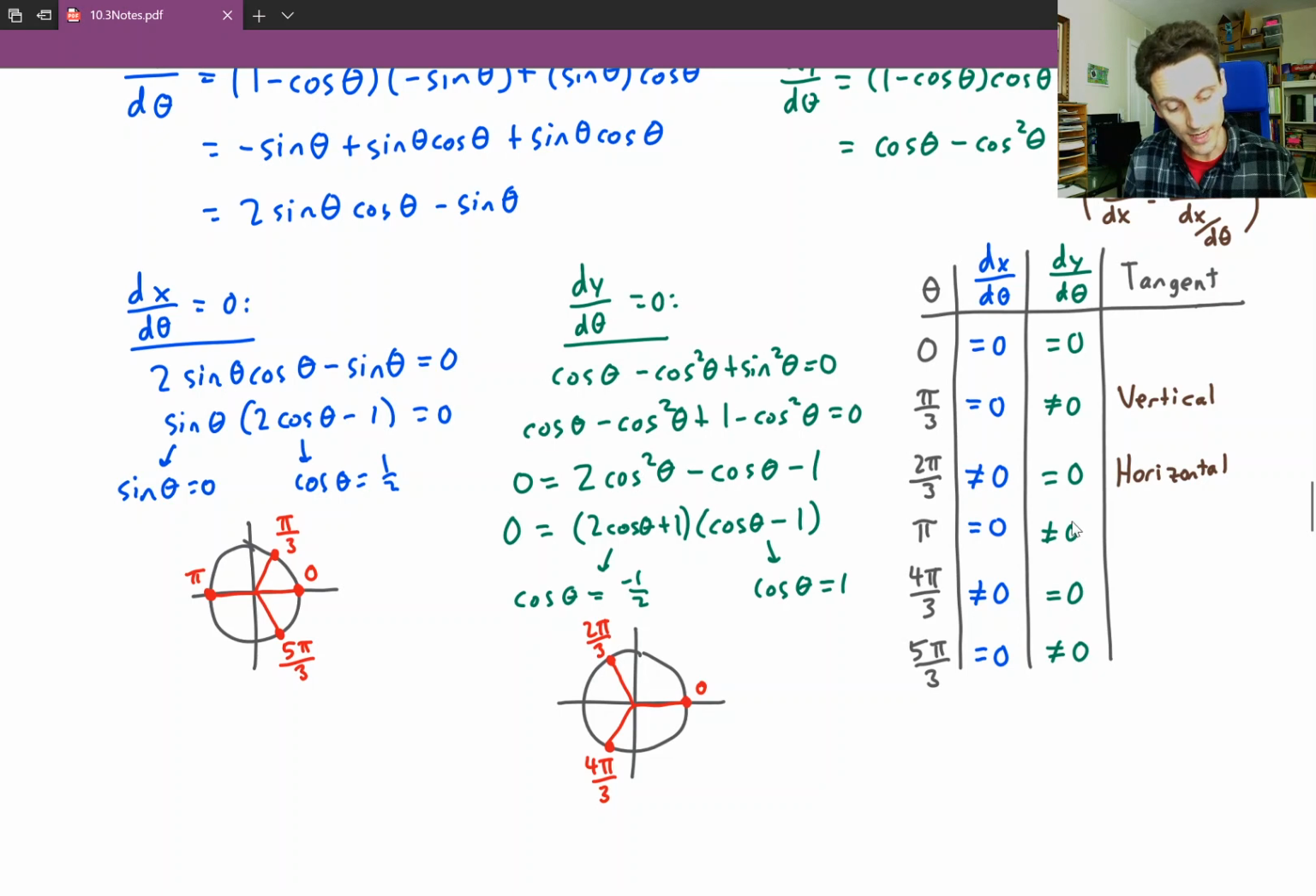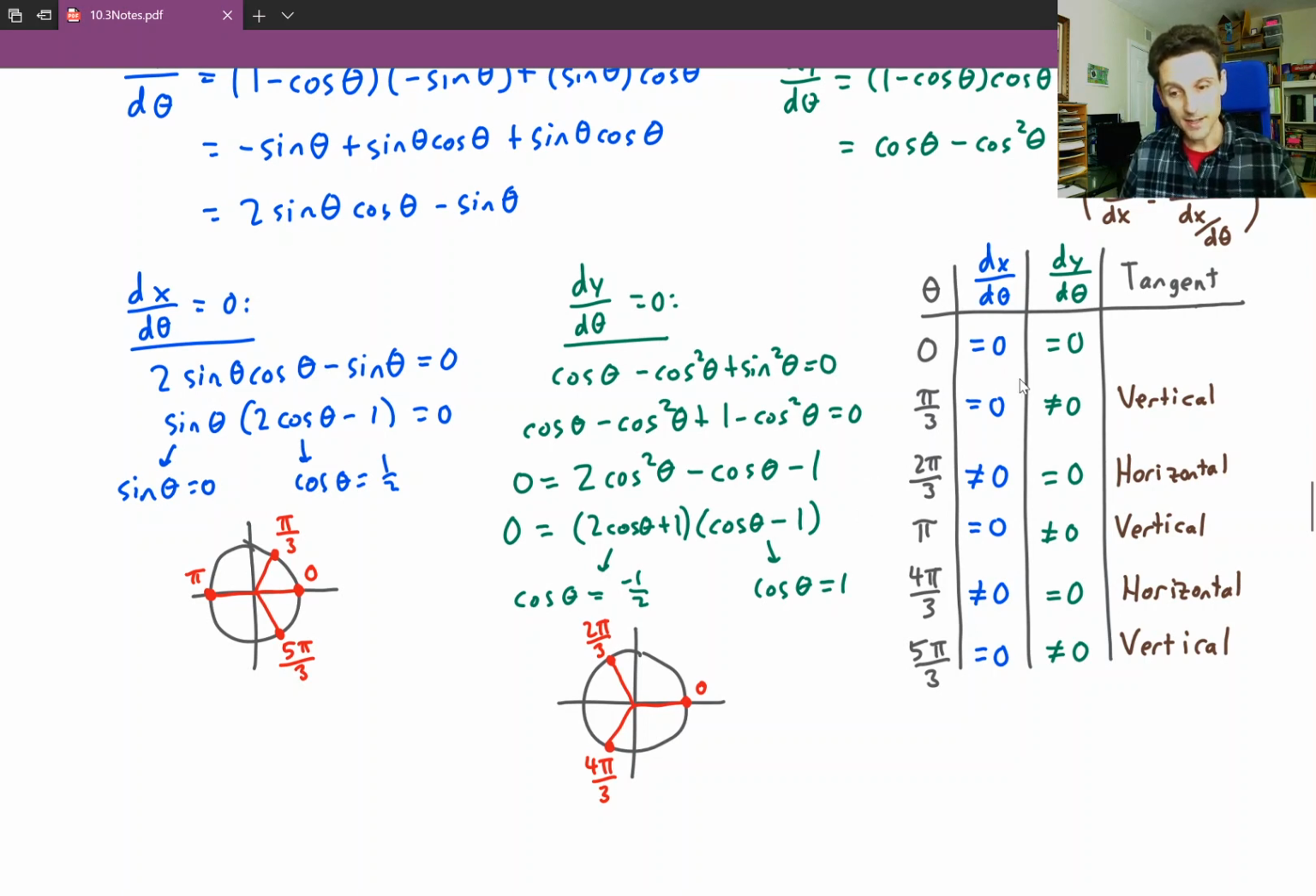At θ equals π, we have top is not 0, bottom is 0. That's going to make for a vertical tangent line. And then at 4π/3, we have top is 0, bottom is not 0. That's a horizontal tangent line. And then the last one, top is not 0 and the bottom is 0. That's undefined, so that's a vertical tangent.